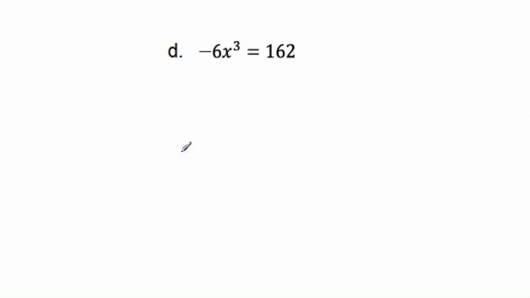Negative 6x cubed equals 162. So here we have a negative 6 for our coefficient. It's attached because of multiplication, so the opposite is dividing, and we must divide by a negative 6. Whatever the coefficient is, we have to do the same thing on the bottom. So it can't be a positive 6, it has to be a negative 6. Do the same thing to the other side. Negative 6 over negative 6 cancels.